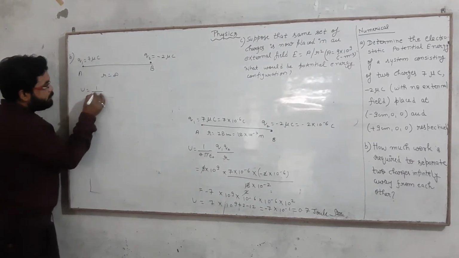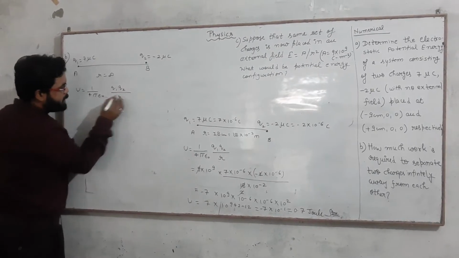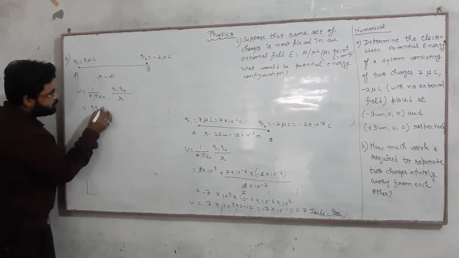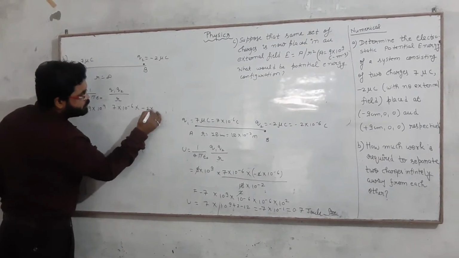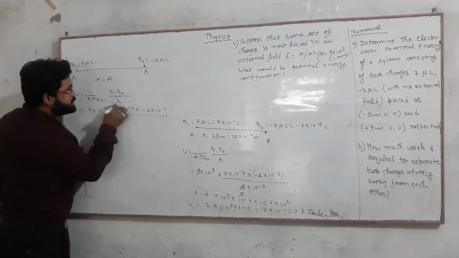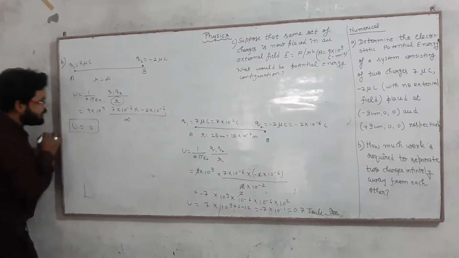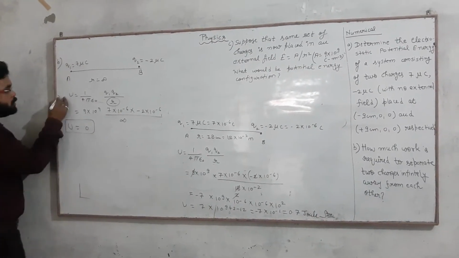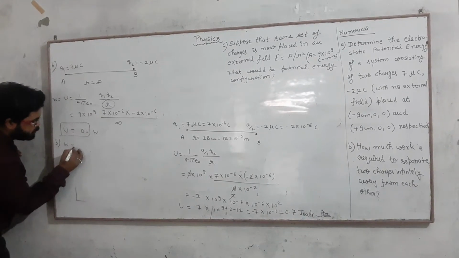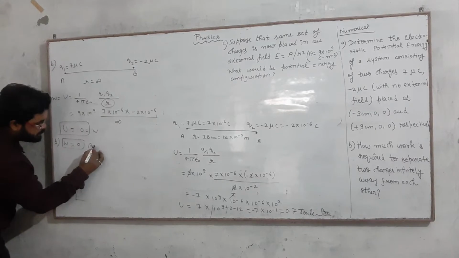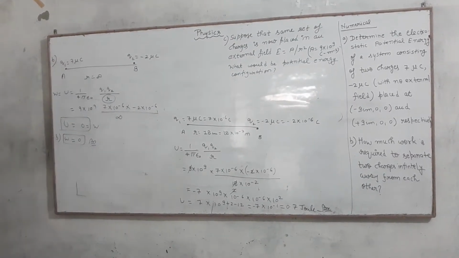So here, if we use this formula, 1 upon 4 pi epsilon naught Q1 Q2 by R, it is 9 into 10 to the power 9, it is 7 into 10 to the power minus 6, and it is minus 2 into 10 to the power minus 6. And what is R? R is infinity. So 1 upon infinity is equal to 0. So here U or W is equal to 0. So in the second case, B, W is equal to 0. This is the answer of the second part. Now we will go with the third part.